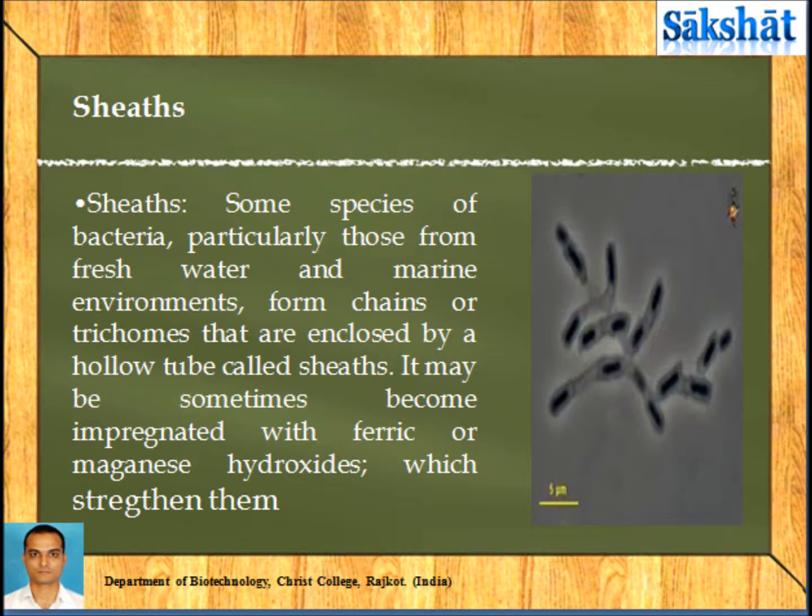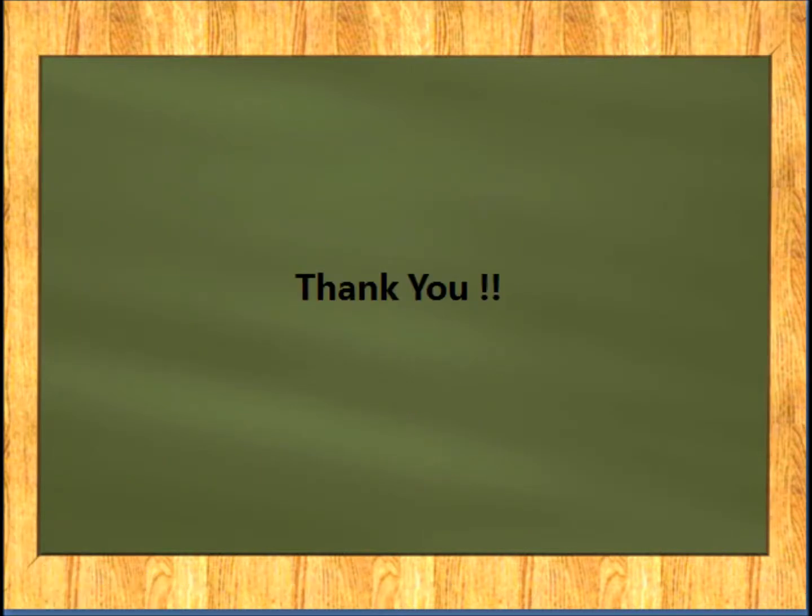The next structure is the sheath. Some species of bacteria, particularly those from freshwater and marine environments, form chains or trichomes that are enclosed by a hollow tube called a sheath. It may sometimes become impregnated with ferric or manganese hydroxide, which strengthens them. This is all about the structures that are found external to the cell wall.